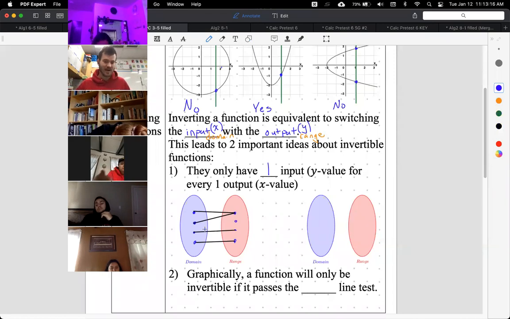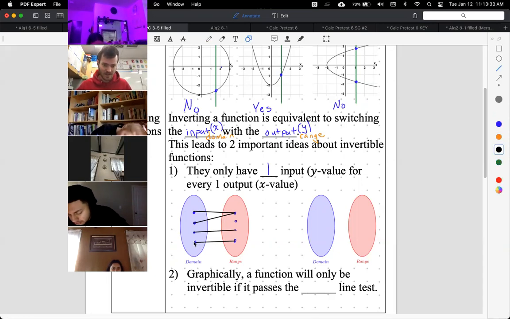This is a function. Why? Because this one input, I know where it goes. It goes right here. This one input is fine. I know it goes here. This one input is fine. I know it goes here. This one input is fine. It goes here. What would not be a function would be if I had something like this.